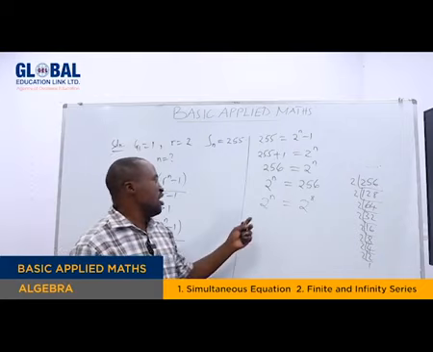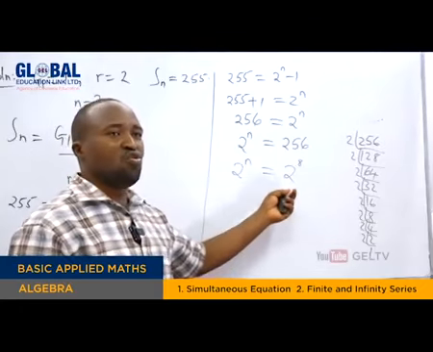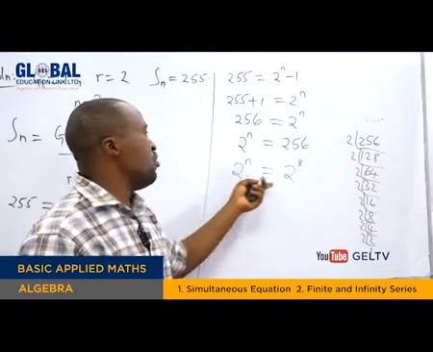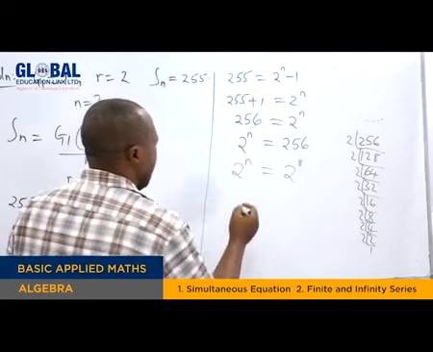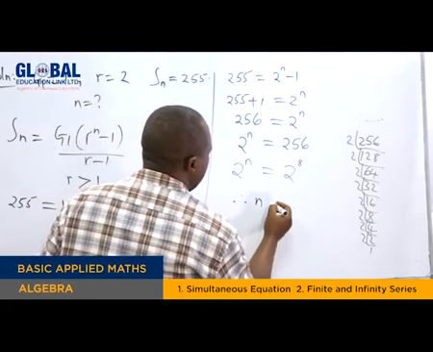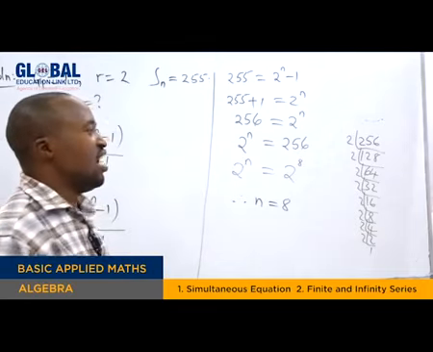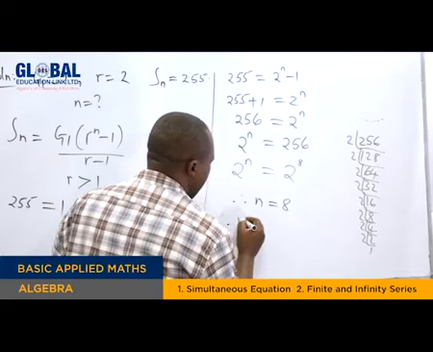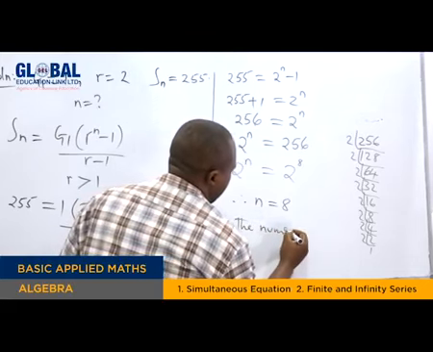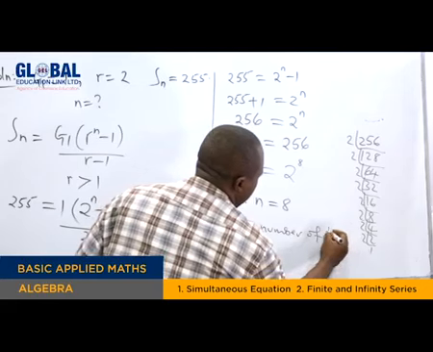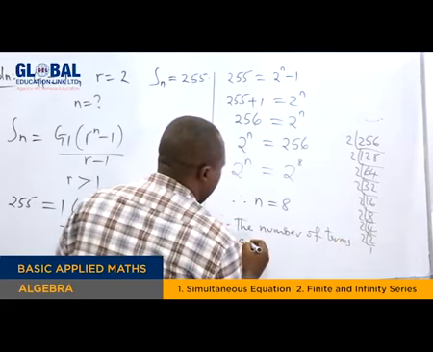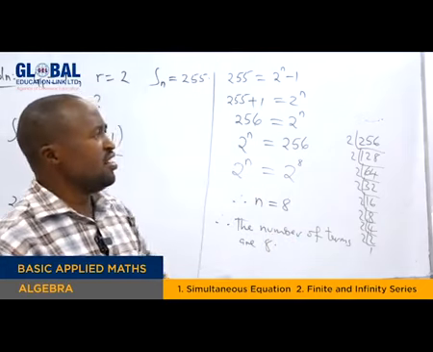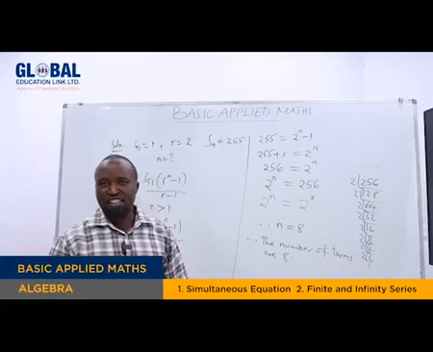Now remember, here we are having the same base. Our base is 2. One is in the left-hand side, the other in the right-hand side. Now, equal base implies equal exponent. Therefore, N is equal to 8. Now, how many terms are there? So the number of terms is 8. So we are having 8 terms and this is a geometric progression.